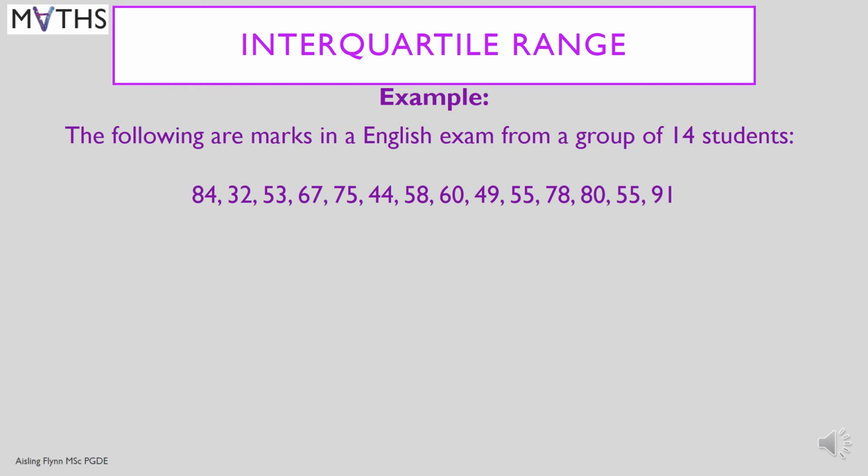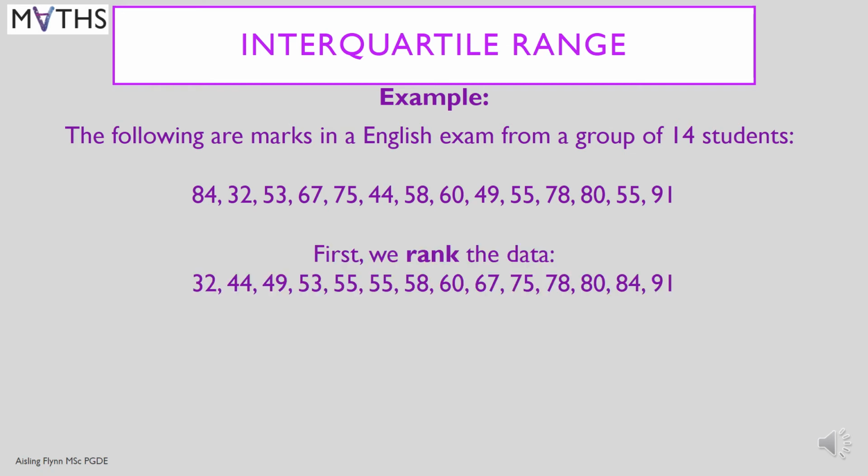Example: the following are marks in an English exam from a group of 14 students. There you see their marks, and they're in no particular order. So what we better do first is to rank the data, and that's done for us there. You can see the range is from 32 up to 91. Some people didn't do so well, some people did very well, but if you look in the center of the list there, there's a big bunch of people around the 50s and the 60s. So we're interested in those really.